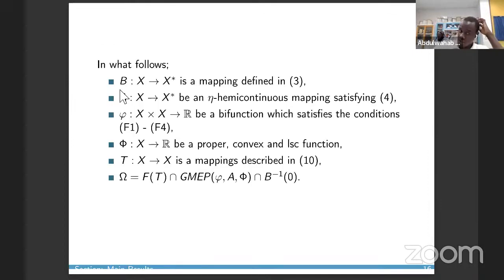So for the main result, we actually start with the following lemma. In what follows, B stands for the tau inverse strongly monotone mapping, A is eta hemicontinuous, eta relaxed eta alpha monotone mapping, pi is a bifunction, which is assumed to satisfy the conditions F1 and F2. Pi is a proper convex and lower semi-continuous function. T is a mapping described in 10, that is T is a relatively non-expansive mapping. And we assume that the intersection of the set of the solutions is non-empty, is denoted by omega.